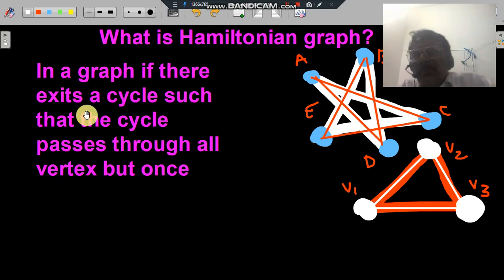There are two conditions. The first condition, the cycle should pass through all the vertices. Second, each vertex should lie only one time. The cycle should pass through all the vertices only one time, not more than one time. Such a graph we call a Hamiltonian graph.